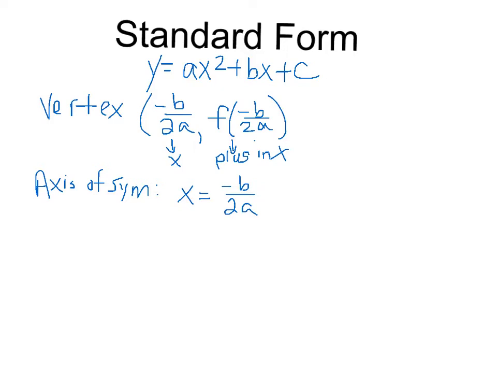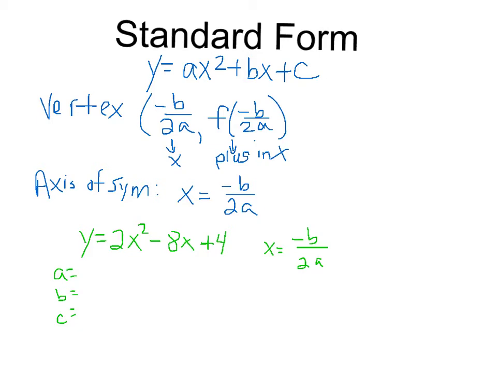If we do an example, let's look at the equation y equals 2x squared minus 8x plus 4. We want to find the vertex and the axis of symmetry. To find the vertex, we're going to do negative b over 2a, so the x value will equal that. We need to decide what a, b, and c are in order to do this.